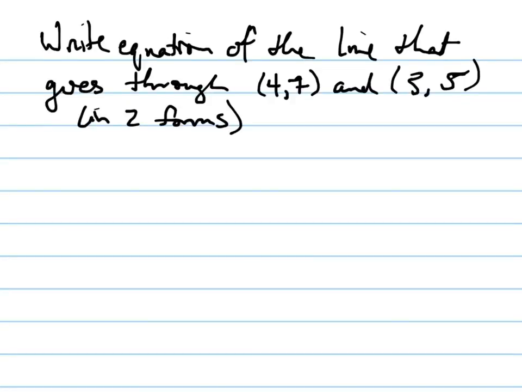All right, this is a classic question. It asks for the equation of the line that goes through these 2 points right here. And they want it in 2 different forms. Well, the easiest form to do is called point slope form.